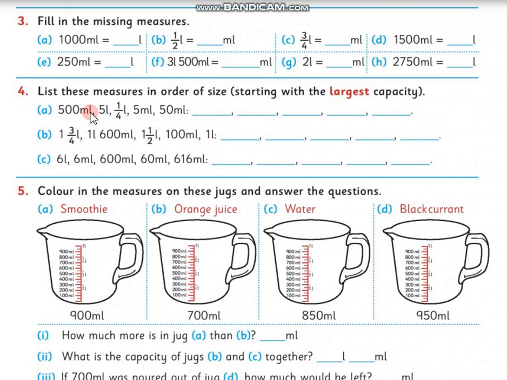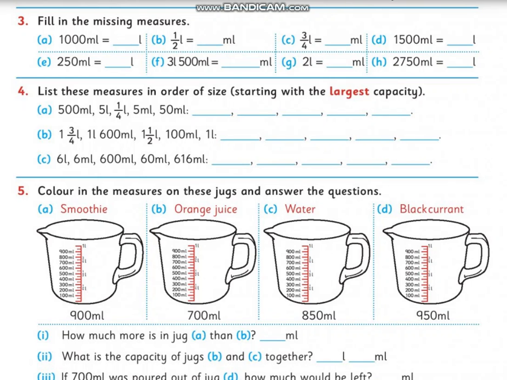So 500 milliliters, 5,000 milliliters, 250 milliliters, 5 milliliters, and 50 milliliters. Okay, so which of these is the largest? Indeed, it's 5 liters. So the next largest would be 500 milliliters. Then we'll have a quarter of a liter. Then we'll have 50 milliliters, and finally 5 milliliters. So continue that on with B and C.